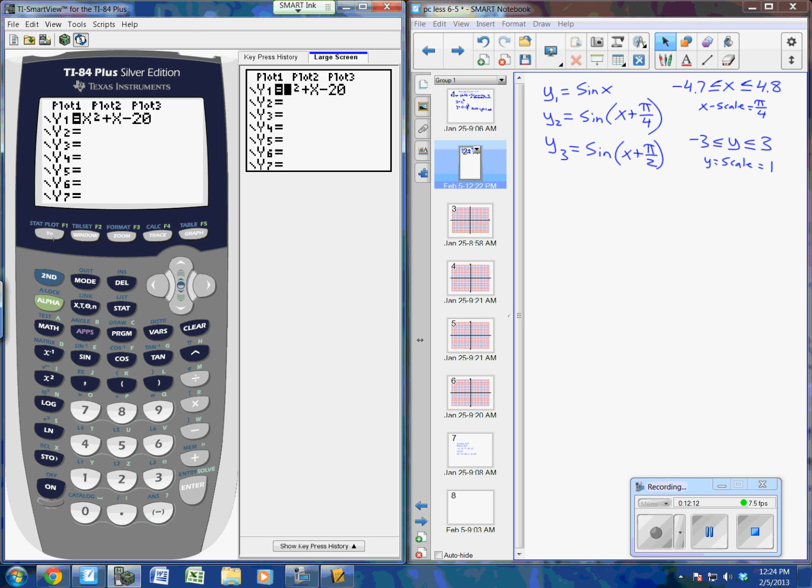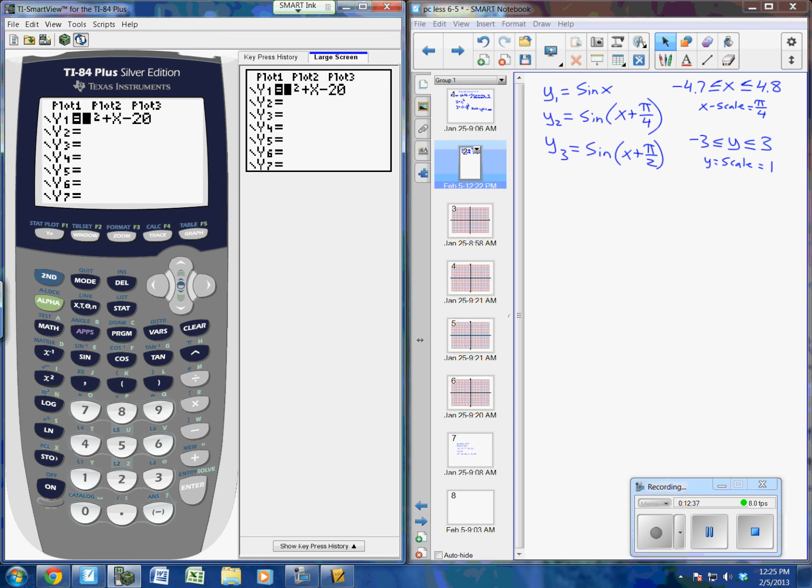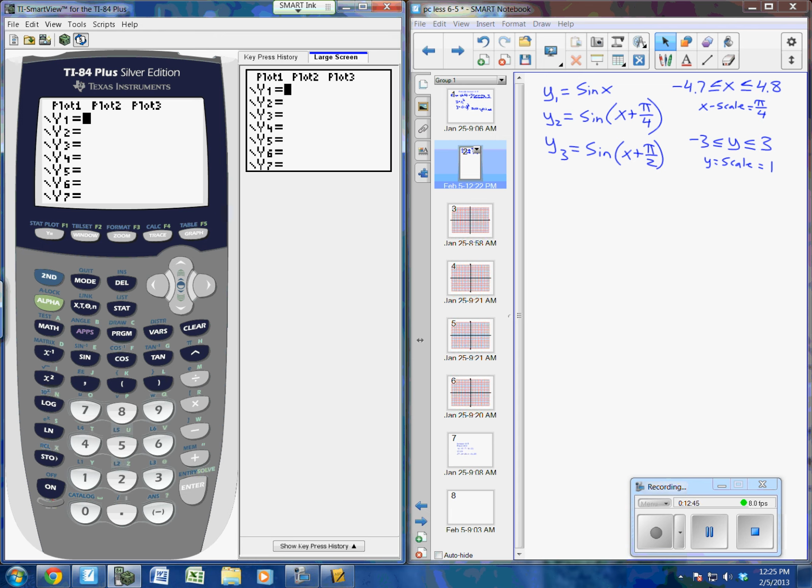I'm going to take the calculator and put them in mine. Okay, so my window is between negative 4.7. By the way, what mode should you guys be in? Yeah, put it in radian mode. I'm going to go pi divided by 4, negative 3, positive 3. Okay. And my y equals, first I'm going to check my mode. I'm in radian mode, so I'm good. Make sure you're in radian mode. Sine of x. Sine of x plus pi fourths. And sine of x plus pi halves. Okay. So has everybody got that?